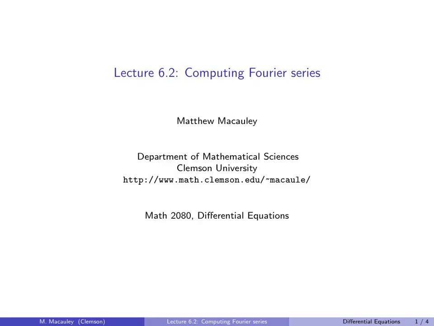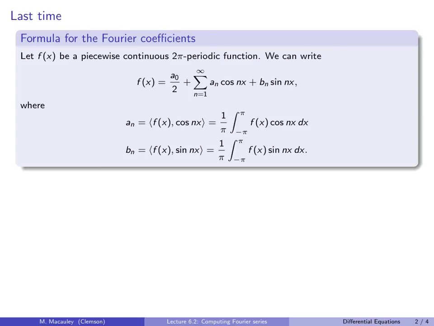Welcome to Lecture 6.2, Computing Fourier Series. So in the previous lecture, I showed you what Fourier series are. Given a 2π periodic function that's piecewise continuous, we can decompose that into a sum of sine and cosine waves. Think of this like a sound wave.